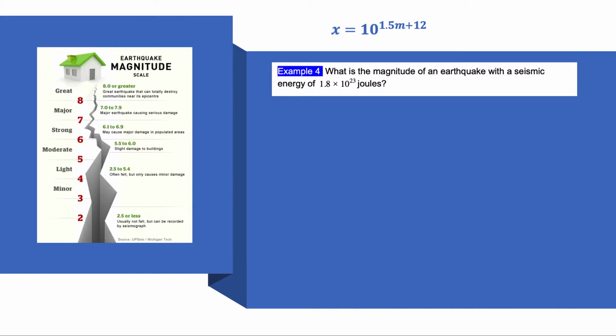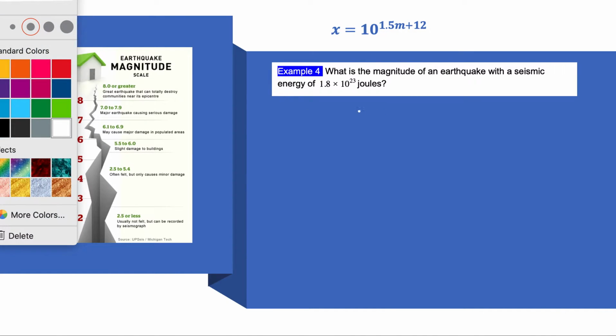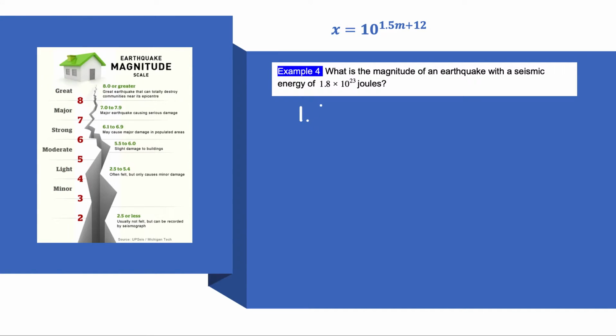Now, x in this case is the seismic energy, so we are plugging in 1.8 times 10 to the exponent 23, which is equal to 10 to the exponent 1.5 m plus 12.